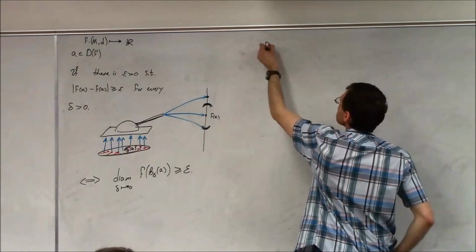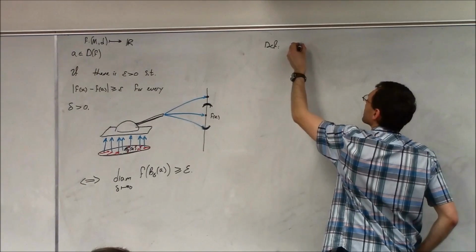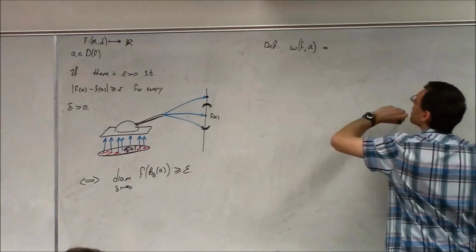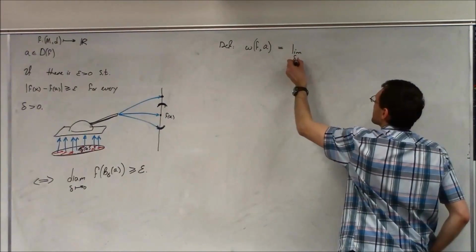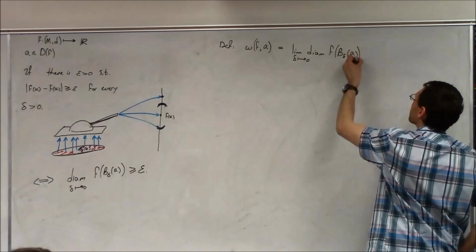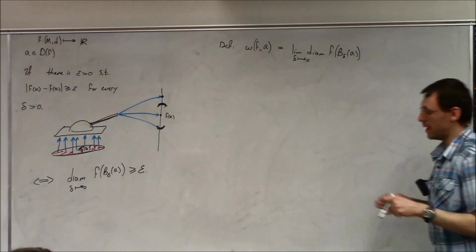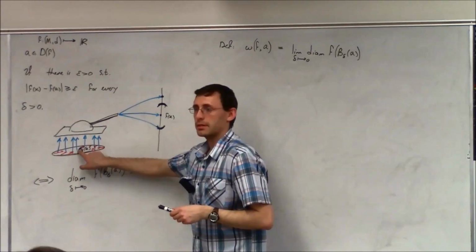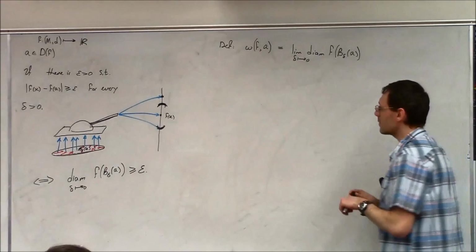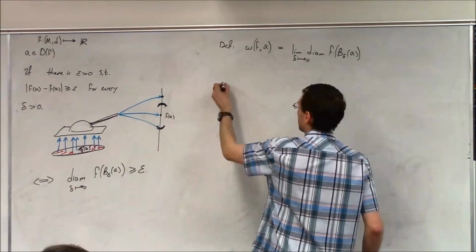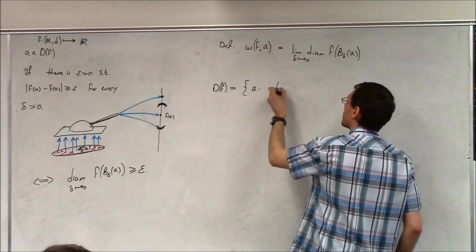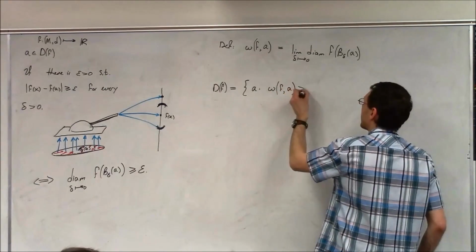So we define the oscillation at the point A. The oscillation of f at A to be the limit as delta goes to 0 of the diameter of f of B delta centered at A. Okay? So the oscillation is basically measuring how discontinuous the function is at a particular point. Does it make sense? And then the set of all discontinuities of f is going to be the collection of all A such that the oscillation is bigger than 0.